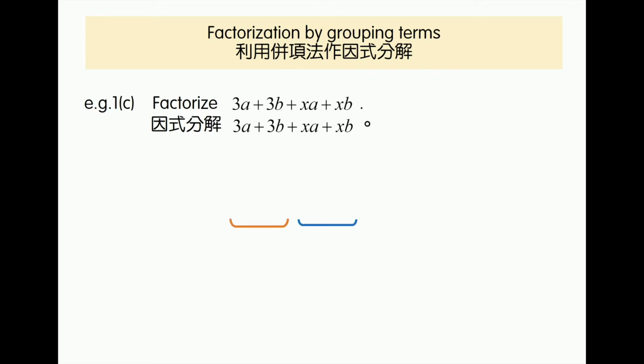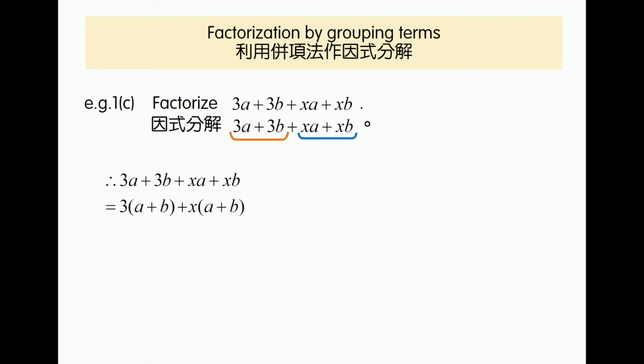4 terms, we group them in groups of 2. In the previous question, we have already done 3a plus 3b. We first take out 3 as the common factor. And for xa plus xb at the back, we can take out x. Let's have a closer look at this question.